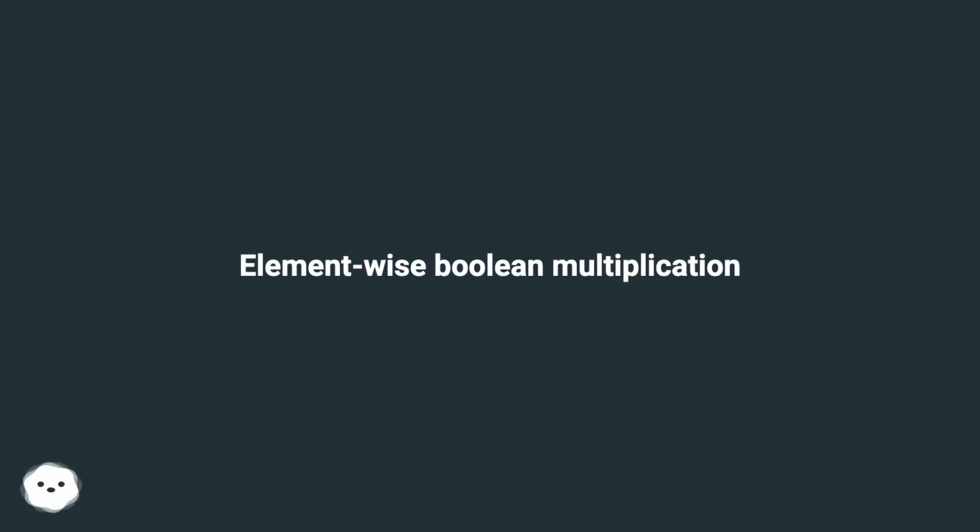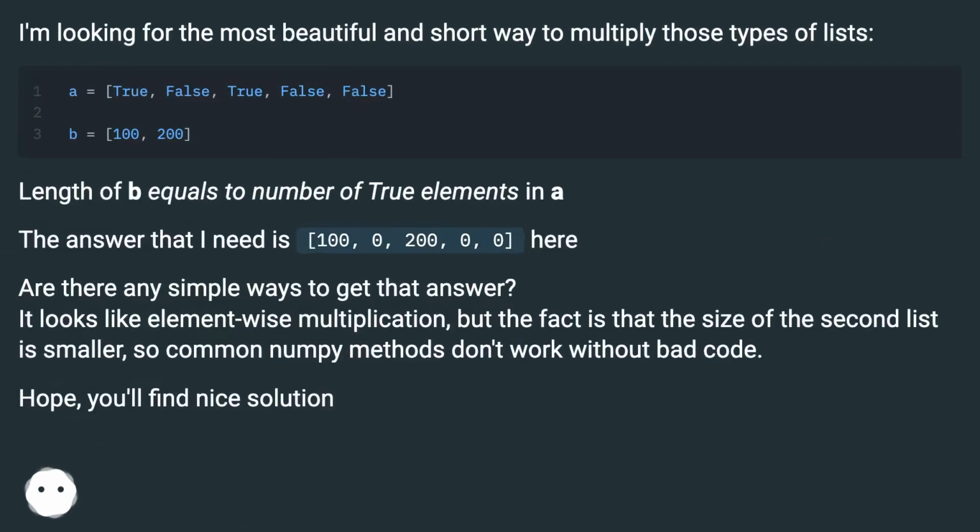Element-wise Boolean multiplication. I'm looking for the most beautiful and short way to multiply those types of lists. Length of B equals the number of true elements in A. The answer that I need is 100, 0, 200, 0, 0. Are there any simple ways to get that answer?